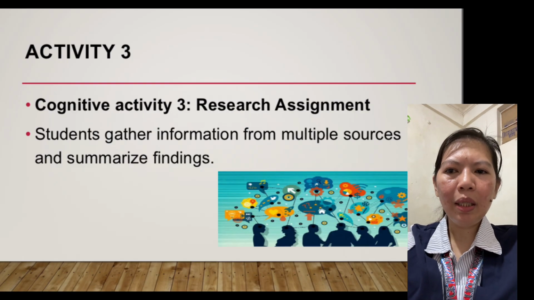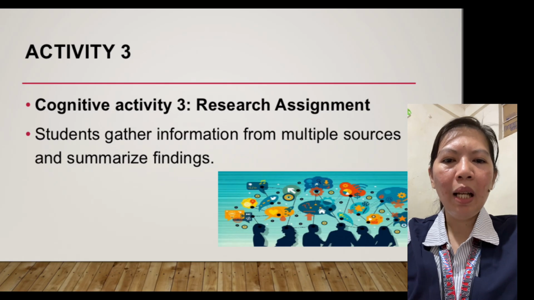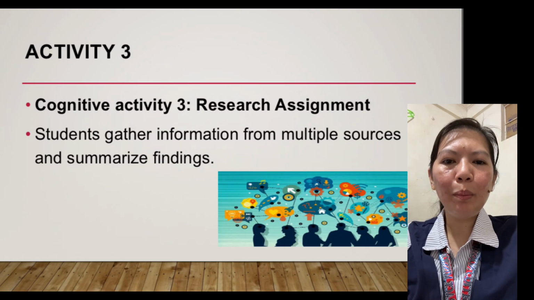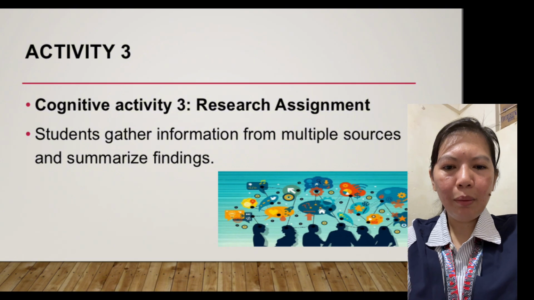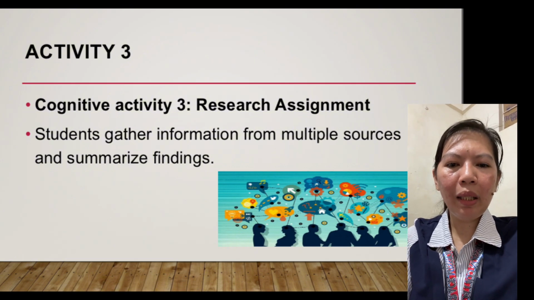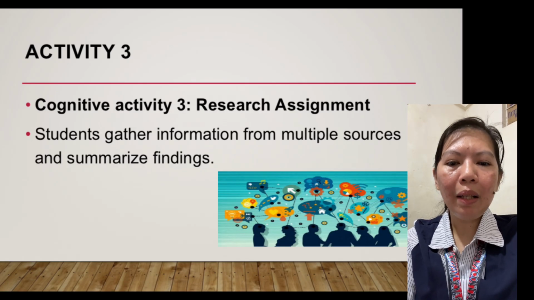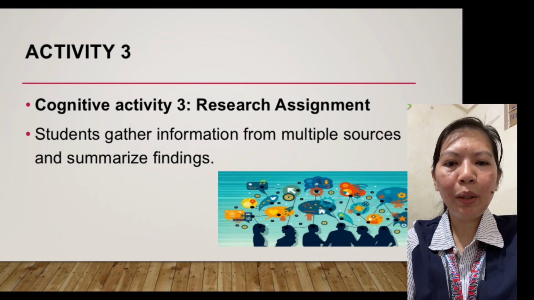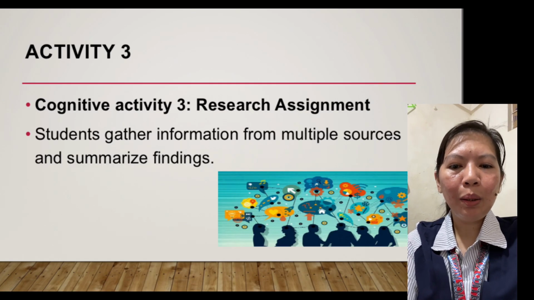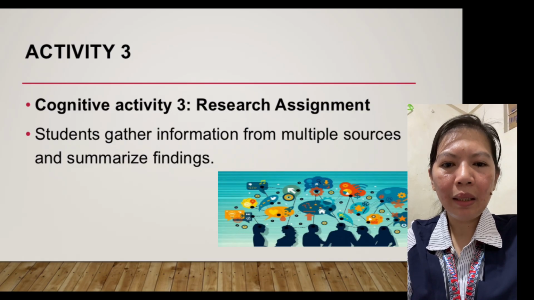Let's move on to activity number 3 of the cognitive domain. The learning activity is the research assignment, where learners gather information from multiple resources and summarize the findings. From the verbs gather and summarize, you need high critical thinking to analyze those findings or gathered information. To summarize, you need to analyze it.